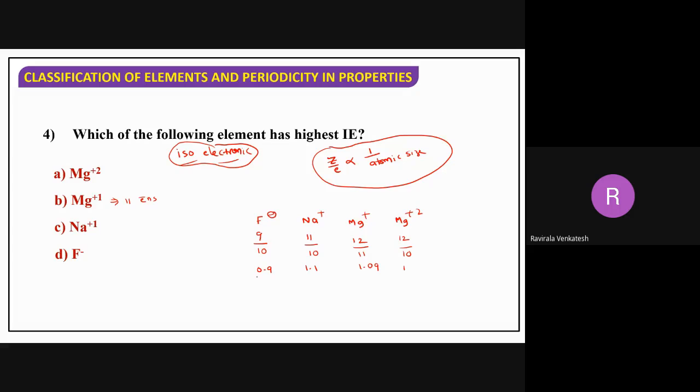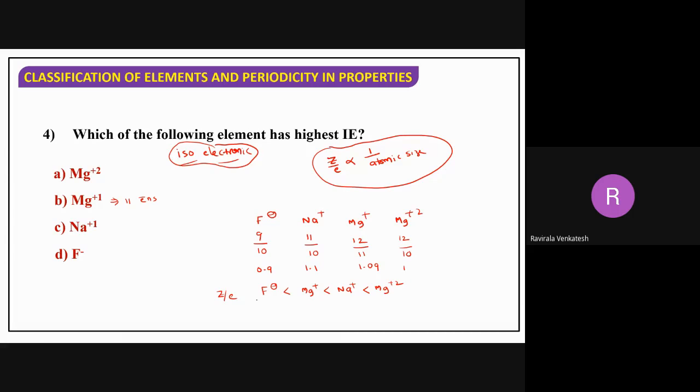Now write down the Z by r ratio order. F minus has the lowest Z by r ratio. I'm writing here the Z by r ratio: F minus is lesser than what? Na plus, then Mg plus 2. This is the Z by r ratio.